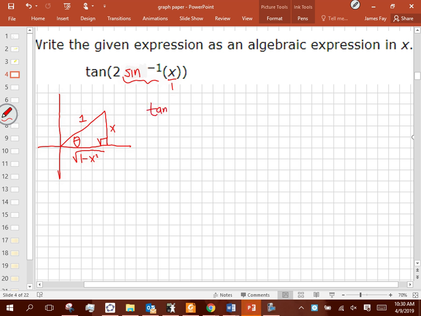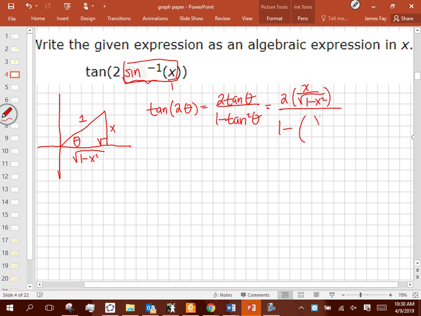Now when I go tangent of the 2 theta that this is producing, because that turns into theta, if I go 2 tangent theta over 1 minus tangent squared theta, we have 2. Now tangent theta would be opposite over adjacent, so it would be x over root 1 minus x squared, right? And then on the bottom, it's going to be 1 minus x over root 1 minus x squared, squared. Okay.